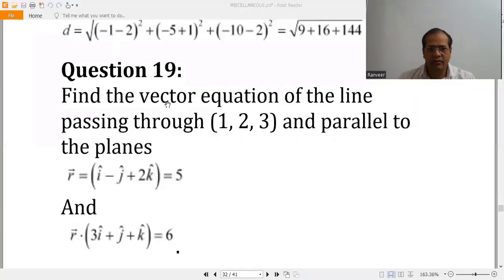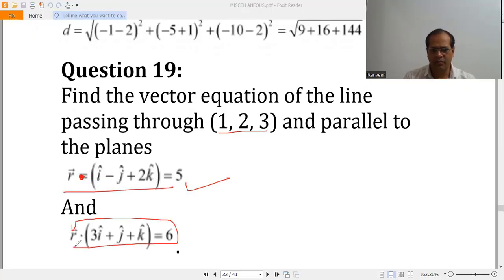Question number 19. Find the vector equation of the line passing through 1, 2, 3 and parallel to the planes. This is the point 1, 2, 3, and this is one plane, r dot (i minus j plus 2k) equal to 5, and r dot this value.